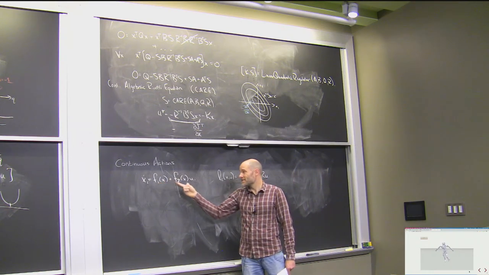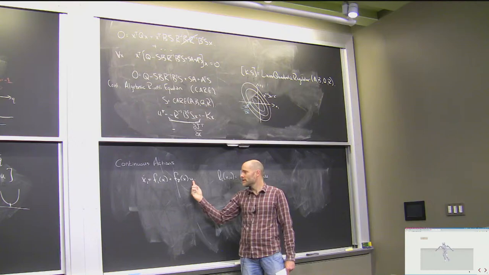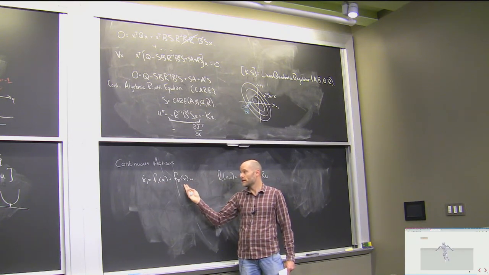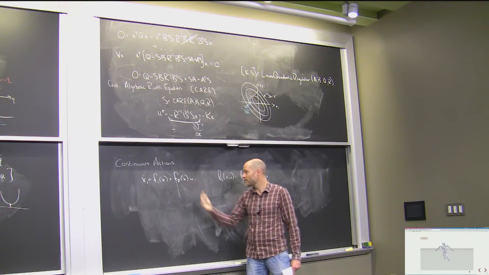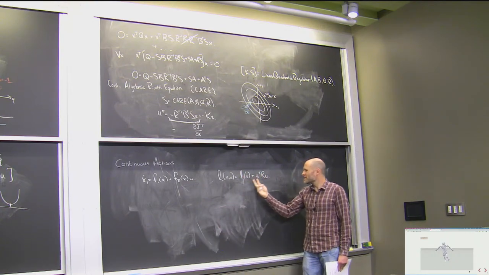So this is complicated dynamics. As long as they come from the manipulator equations, they could be very complicated robots, but they still have this control affine form. How restrictive is this? I don't know.